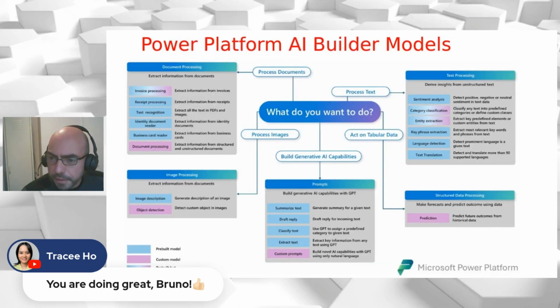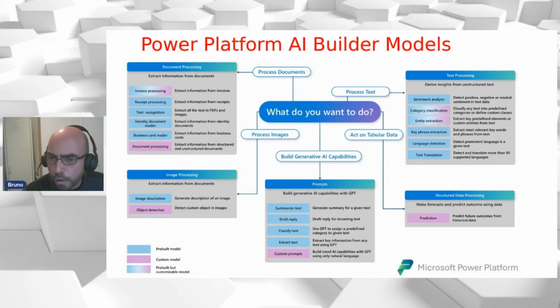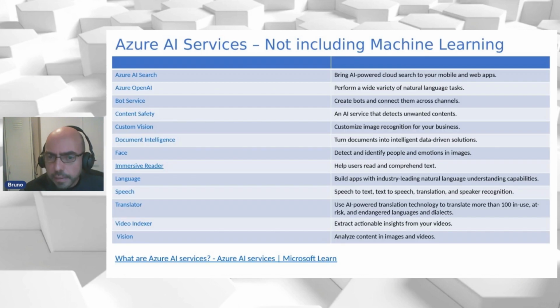Now, in terms of services, I found this handy chart showing what's available in Power Platform AI Builder. The basics, document processing. And right now, I think quite recently, in the last few months, they added prompts with GPT. And this is what you have in Azure. There are quite a few extra options, not mentioning what's not included here, which is machine learning.